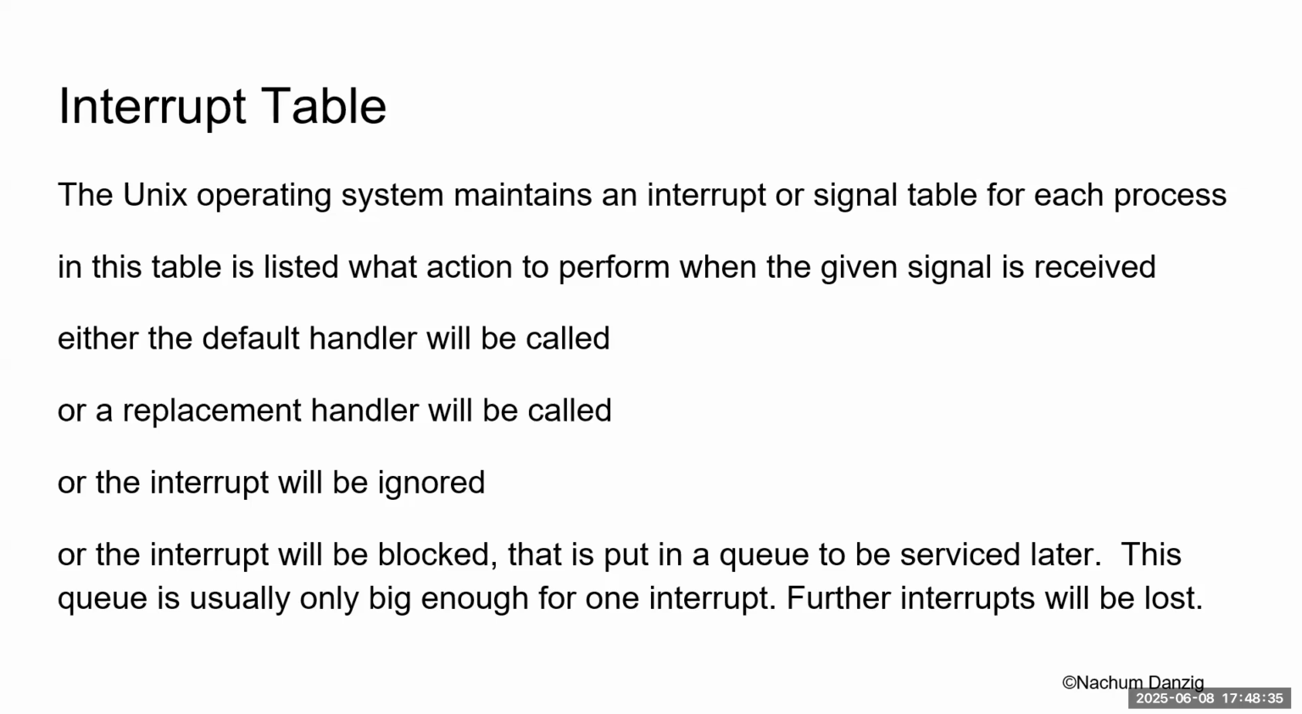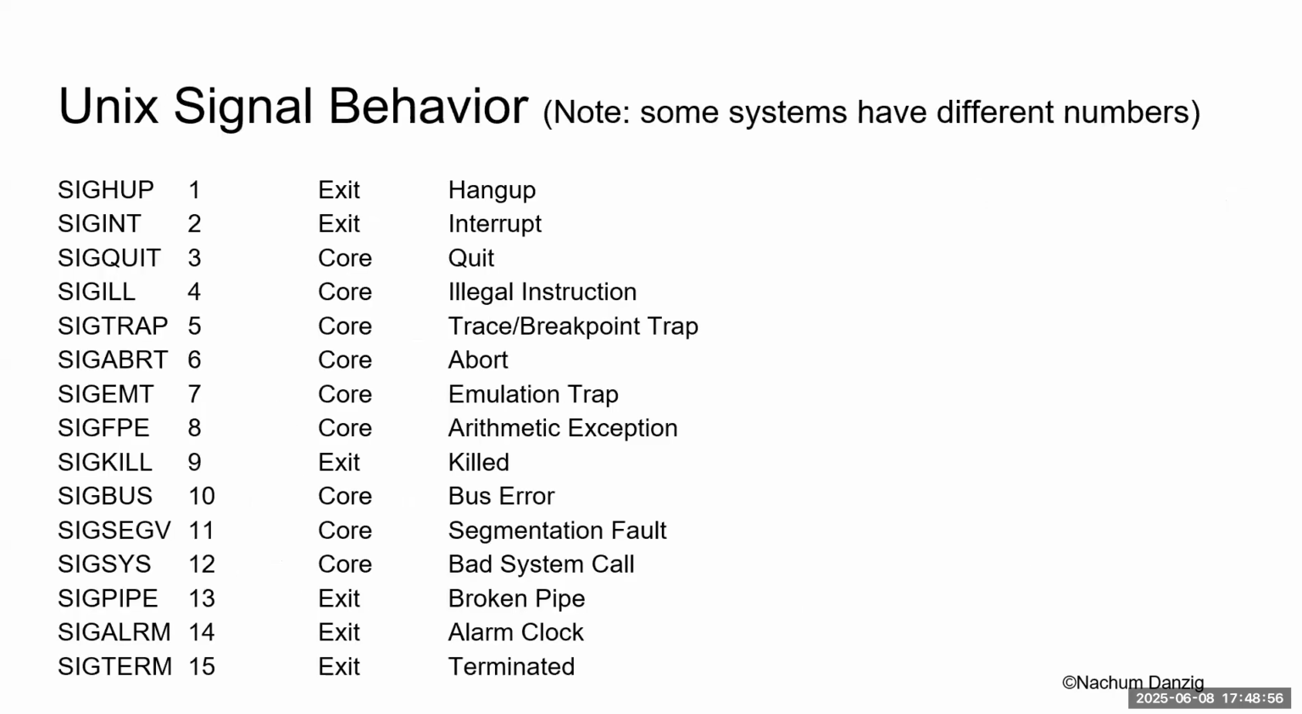Or we can block, which means that we treat it, we put it in a queue and we'll deal with it later. We say, your interrupt, we'll handle it, but not right now. That's called blocking. This queue is usually only big enough for one interrupt, and therefore further interrupts will be lost. Here is the table that kind of clarifies everything that I said.